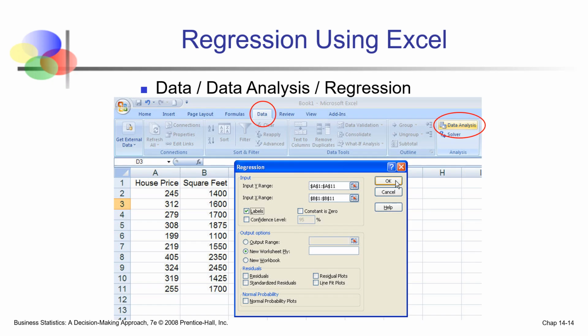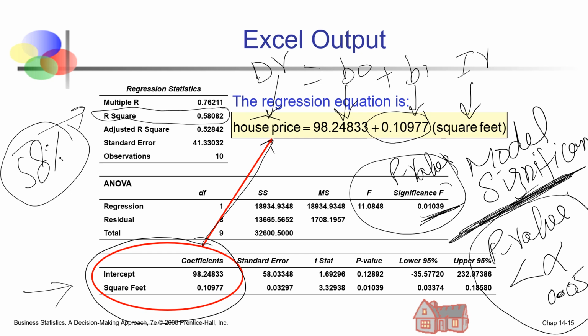Output range, usually I just use the output range in the same sheet. And if you want to check the normality plots and also residuals and residual plots, you can easily just check these checkbox buttons. Then press OK, and you get this model.